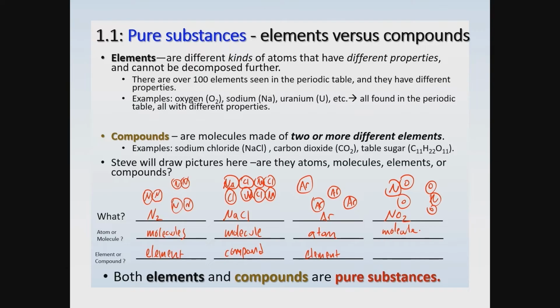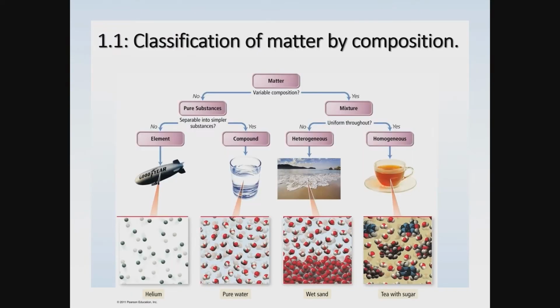And then are these elements or compounds? Again, these individual units, these molecules have more than 1 element, and so they should be compounds. Okay, and the last thing I want to remind you of, which is pretty important, is that both elements and compounds are pure substances. So I just talked about elements and compounds as being pure substances. And so now what we're going to do is talk about mixtures.